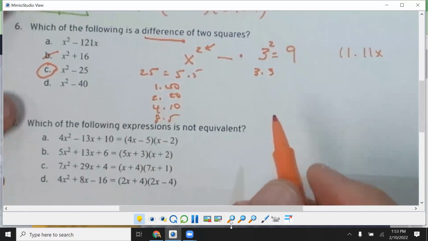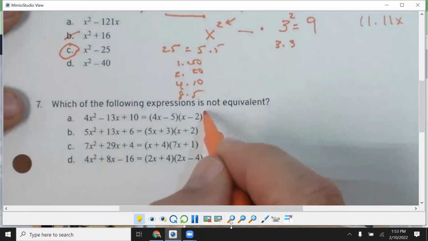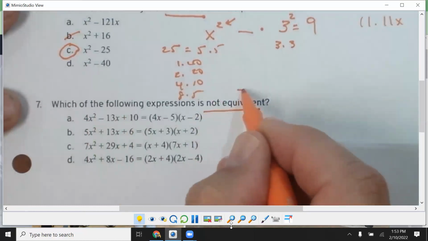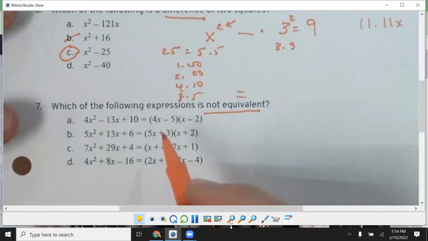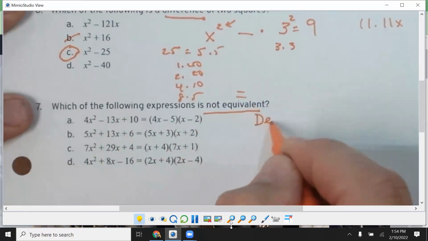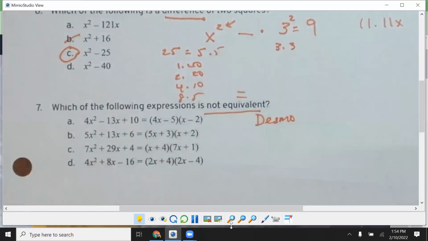All right. This one here, you're supposed to find out which one is not equivalent. Not equivalent means not equal. The best way to do this is with Desmos. So we're going to use Desmos on this. I'm going to pause the screen so I can pull up my Desmos, and once I pull up my Desmos, then I will resume the screen.